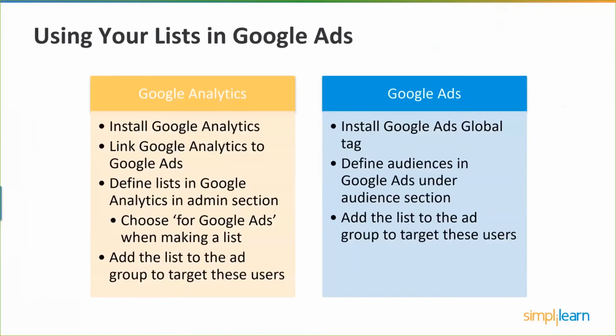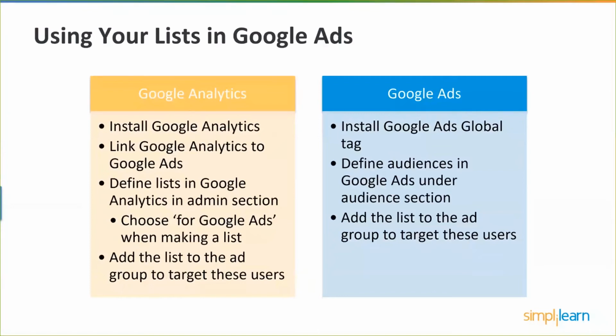So when we think about using our lists, it's a fairly straightforward process. If we're using Google Analytics, we install Google Analytics, we go into our Google Ads account under linked accounts, and we connect it to our Google Ads. We go back to Google Analytics in the admin section and then define our lists. And then lastly, we add users to the ad group, which we'll get to in a minute.